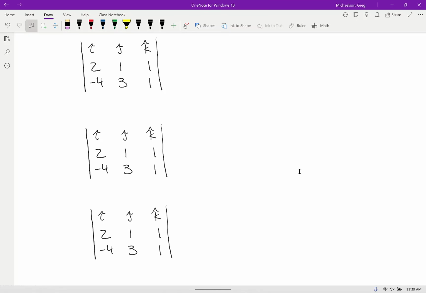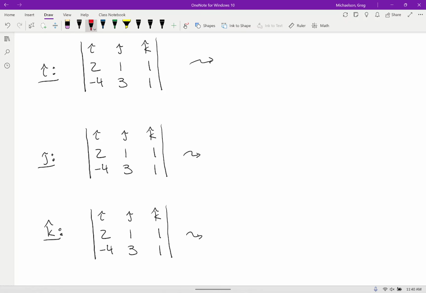the top row. So what we're going to have is a cofactor for each term on the top row. A cofactor for the I term, a cofactor for the J term, and a cofactor for the K term. So I'm going to show you how we're going to do that.